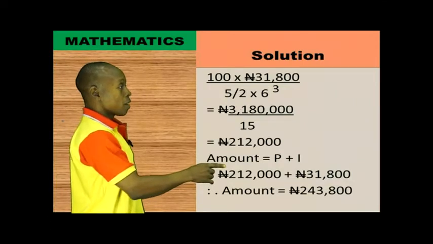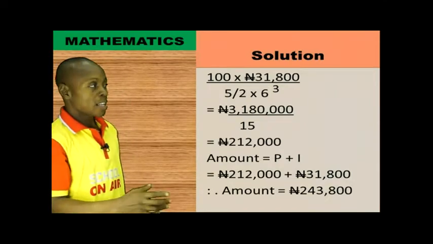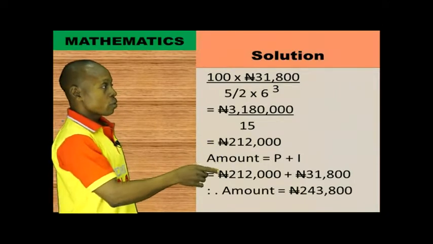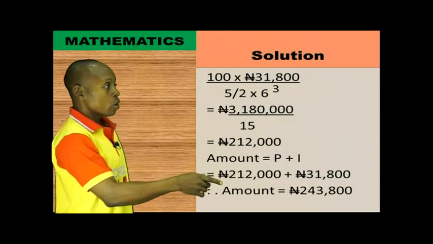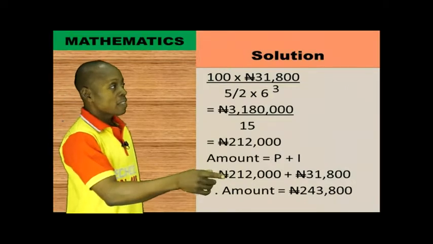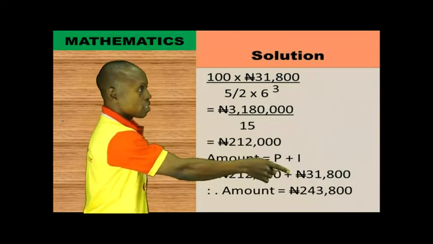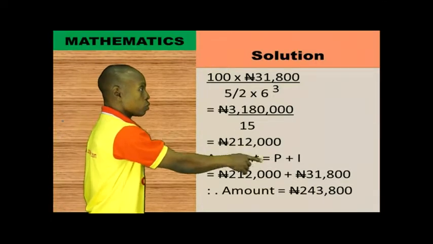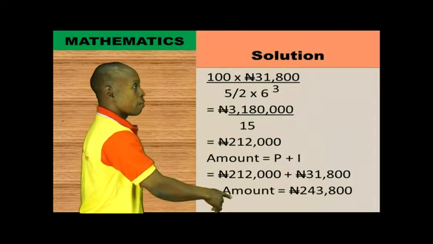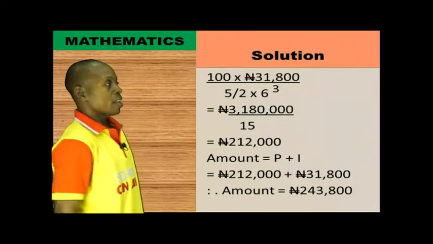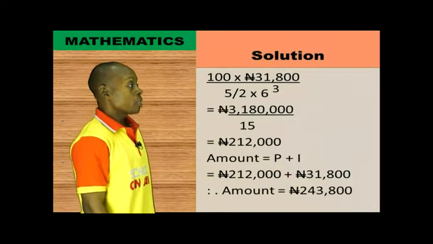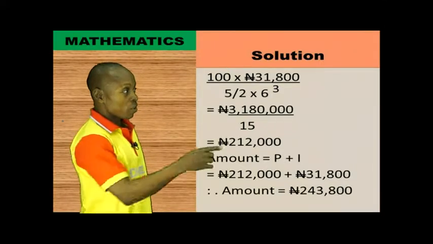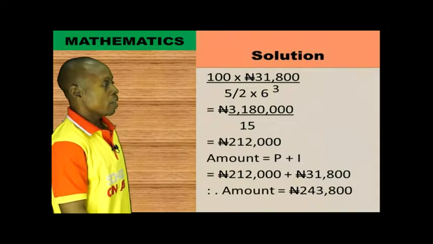So now, don't forget, we are looking for the amount. As I said earlier on, amount is equal to principal plus interest. So we've gotten the principal now to be 212,000, and we already have the interest, which is 31,800 naira. So if you add the two together, you have 243,800 naira. That's what we have there.